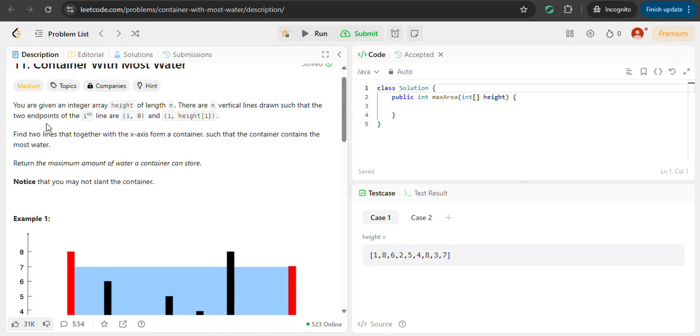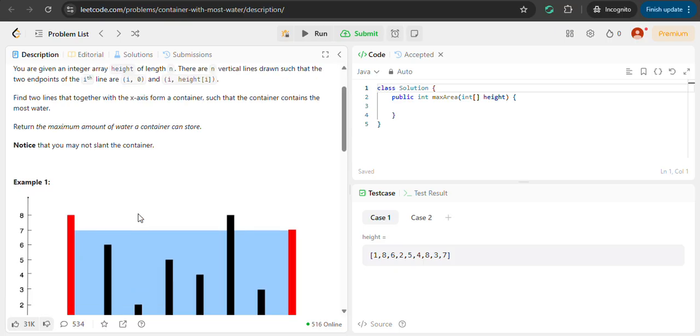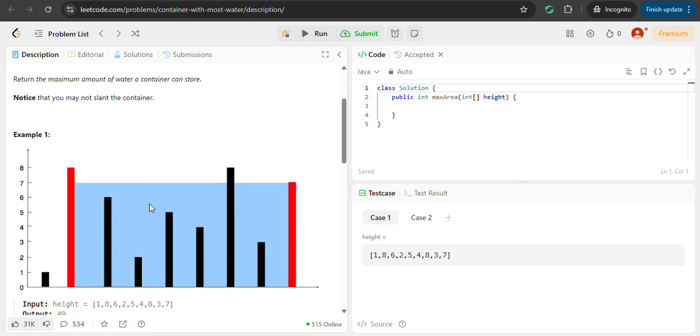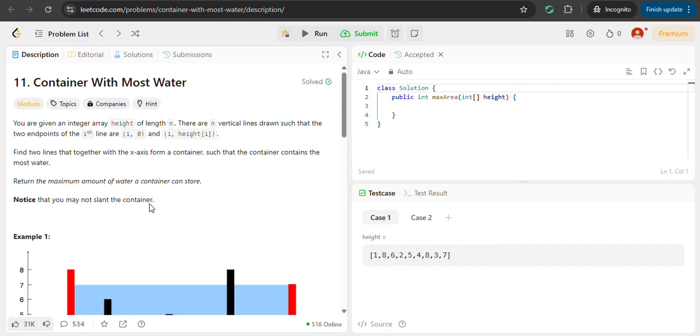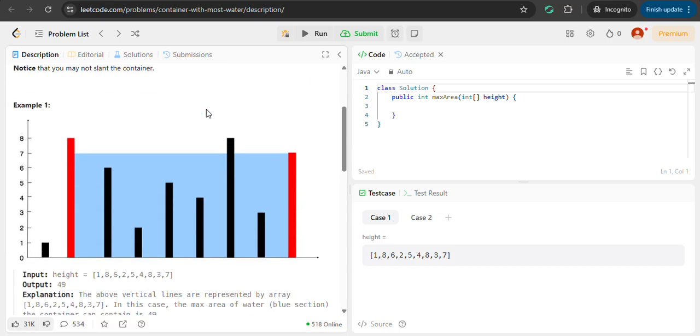There are n vertical lines drawn, where i is equal to 0, 1, 2, 3, 4, 5, 6 and so on. Here i generally represents the width, and height of i represents the height of a particular bar. So we have to return the maximum amount of water that this container can hold.